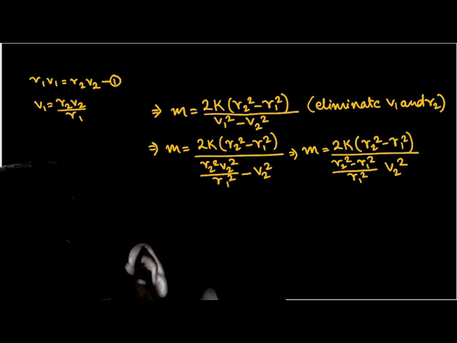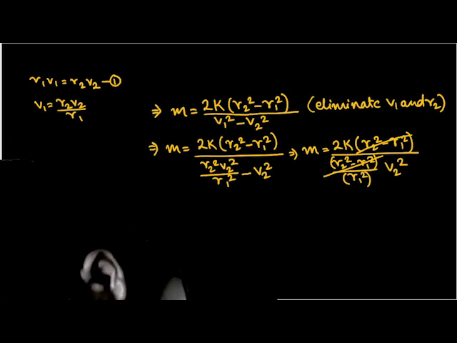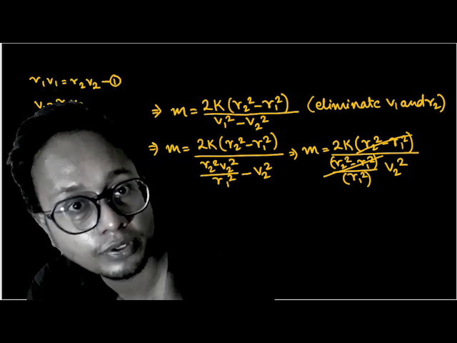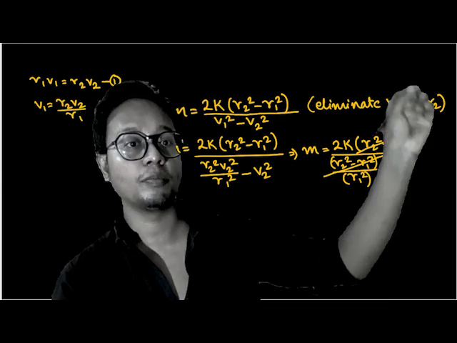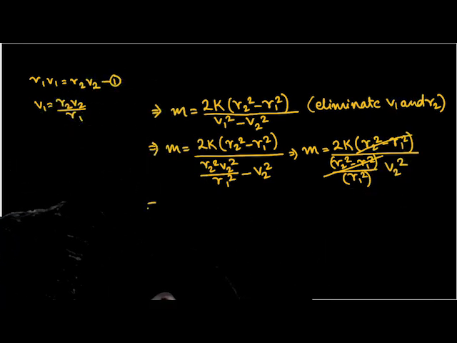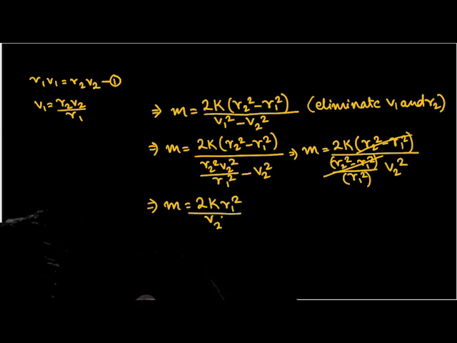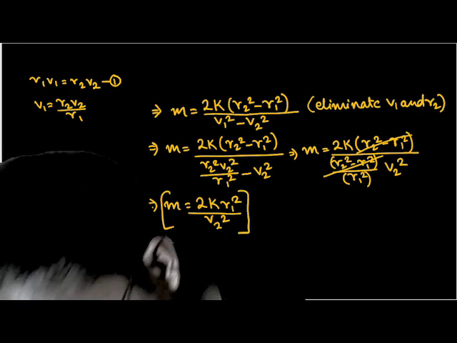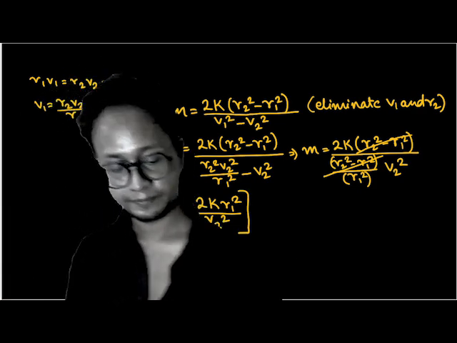Fair and fine. Now, can I cancel this r2 square minus r1 square from the numerator and denominator? Of course I can. And after cancelling it out, what do I get? Can I send this r1 square to the top? If I do that, I'll get M is equal to 2k r1 square divided by v2 square. So this is the mass of the object as given in the question.